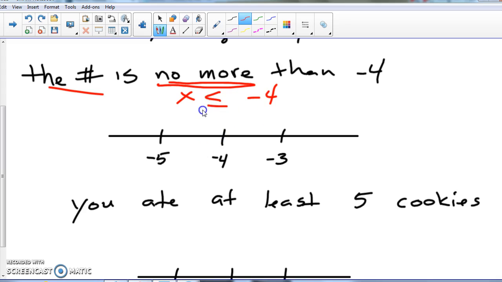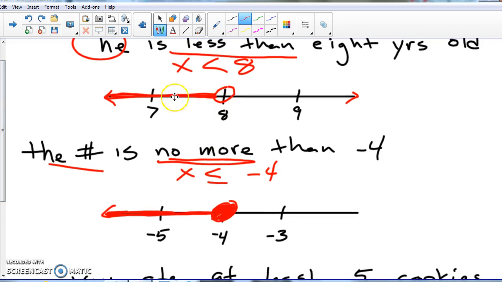Now, if it's equal to, what does that mean? That means that instead of an open circle on the -4, this -4 could also be part of my solution. So we have to shade it in, because it could be everything less than -4 or also equal to -4. That's why it's shaded in on this one. Whereas if we go back up here, you can see that everything less than 8 was part of my solution, but 8 was not. That's why it was left open.